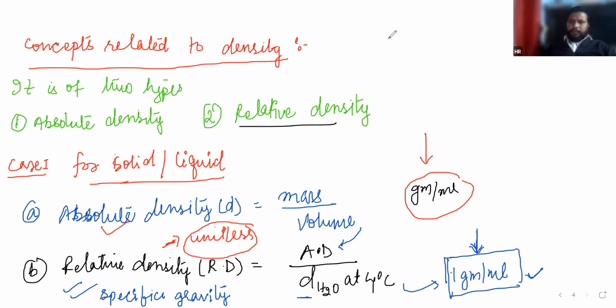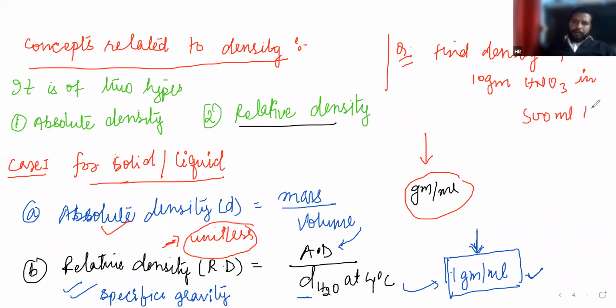So we will have a question on this topic. Find the density of 10 gram HNO3 in 500 ml solution.